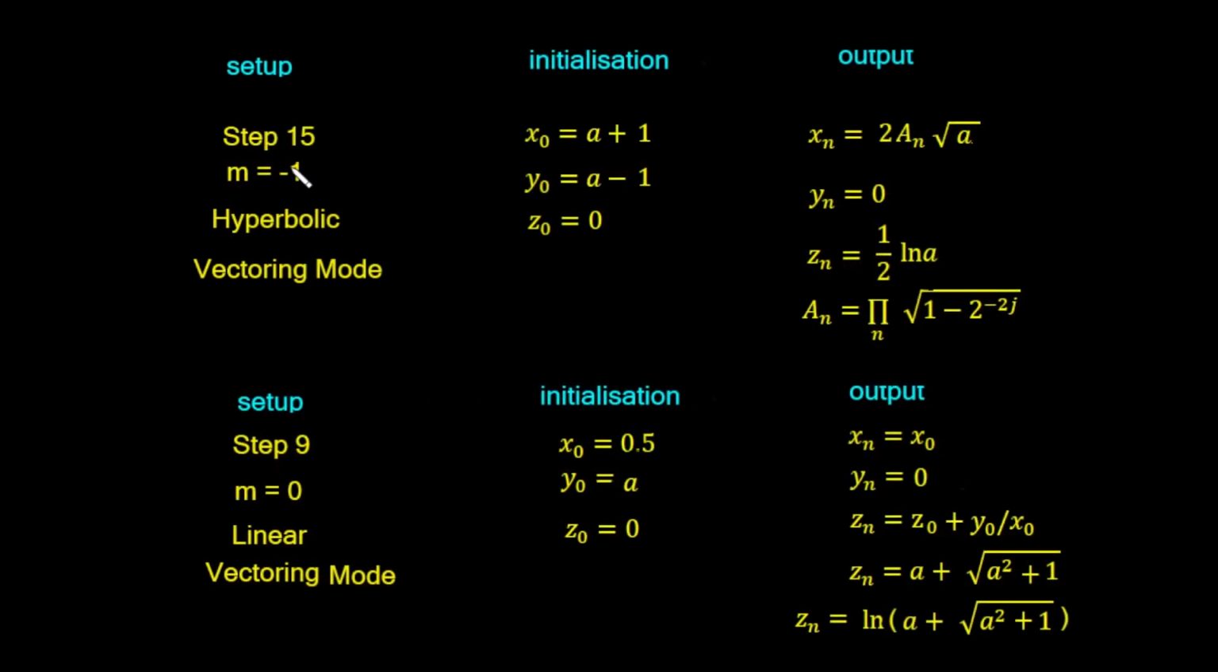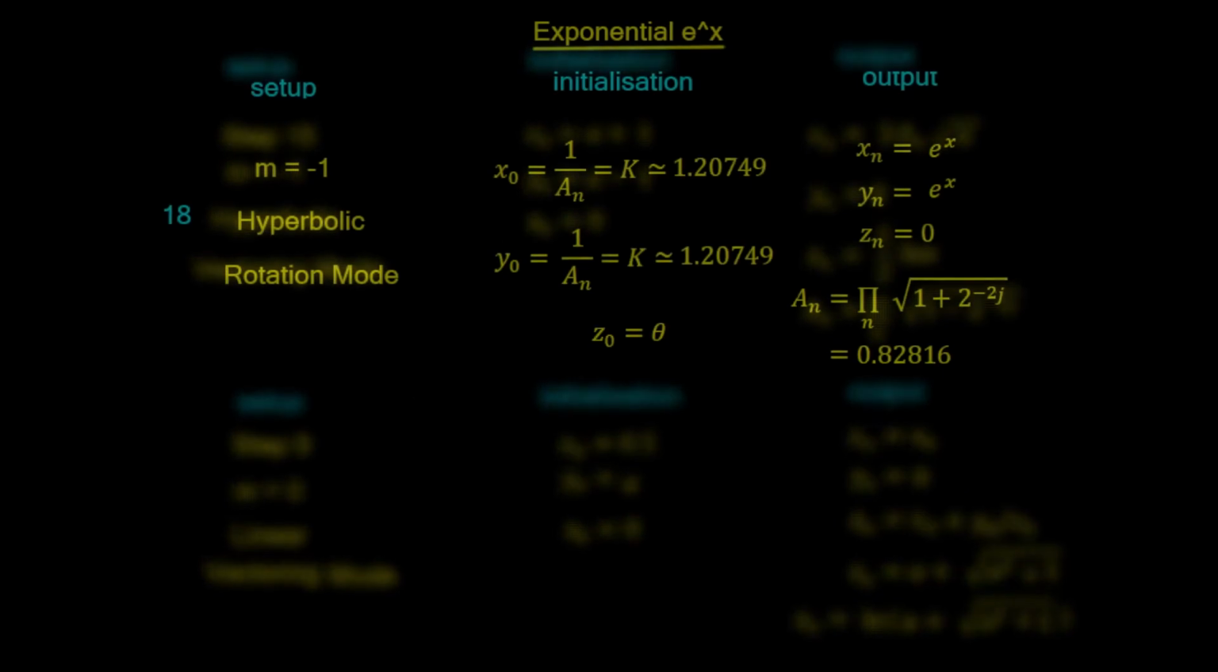To find the natural log, we use our step 15, which is going to give us the value half ln a. Then this output gets fed into the final input, which is step 9, linear vectoring mode. This is going to give us the final output, Zn, as the natural log of a plus the square root of a squared plus 1. And this is our inverse hyperbolic sine function.